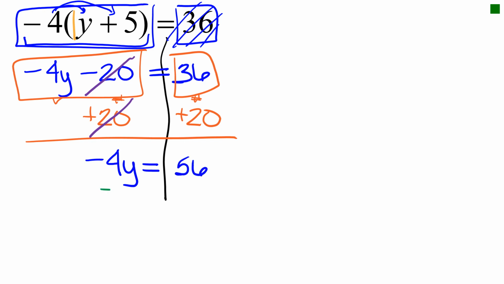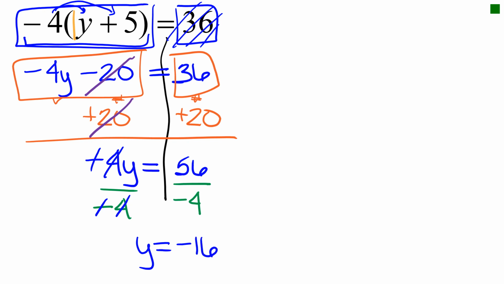Down to multiplication. Opposite of multiplication is division. I'm going to divide by negative 4. Do your check. 4's cancel, negatives cancel. You have y left. 56 divided by negative 4 is negative 14. Watch your sign.